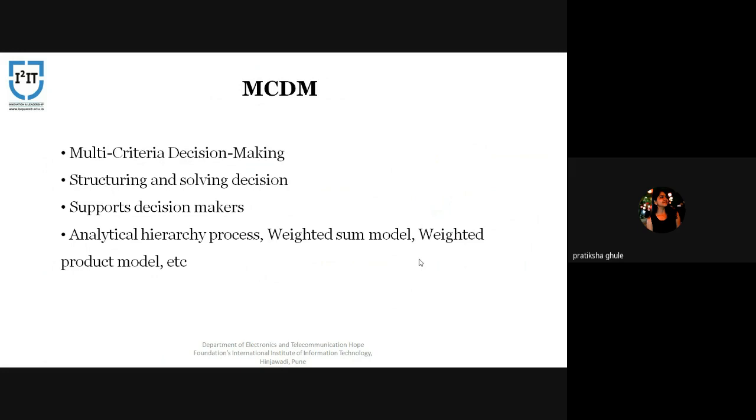MCDM, that is multi-criteria decision making, supports decision makers in industry or any kind of field where there are experts who need to take the decision for any kind of solution. So they take the help of the multi-criteria decision making process. Analytical hierarchy process, weighted sum model, and weighted product model are some methods of multi-criteria decision making.